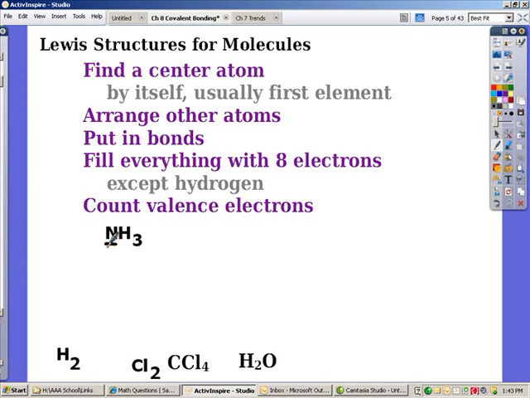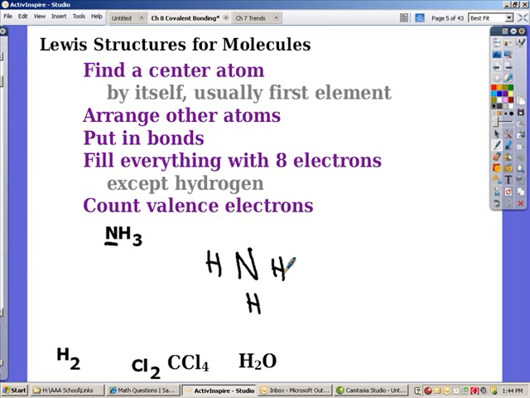Here's that center atom. I told you it's not always there with all of them, but sometimes, many times it is. It's the one that's by itself, and it's usually the first element in the compound. And you can see here's nitrogen, it's by itself, there's only one of them, and it's the first element in the compound. So I'm going to make that the center of my molecule. And the hydrogens, I'm going to arrange around that center atom. I'll put one here, one there, and one over there.